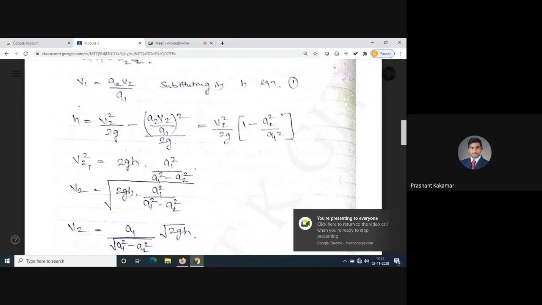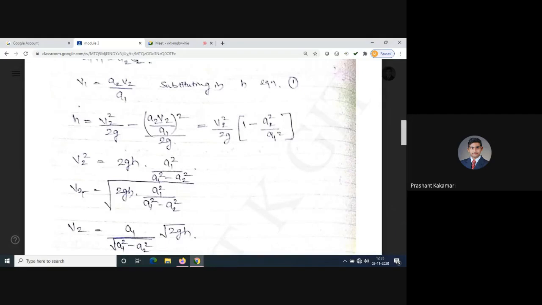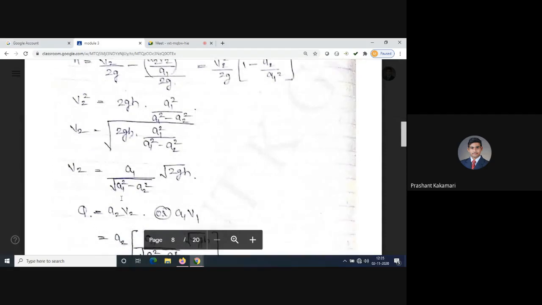From V2 square, I can take the square root for both the sides so that I can write V2 as square root of 2GH into A1 square divided by A1 square minus A2 square. Just exchanging the numerator and denominator in the above step. And once you try to remove this square root, I can remove the square root for only A1 square. I can write it as A1.